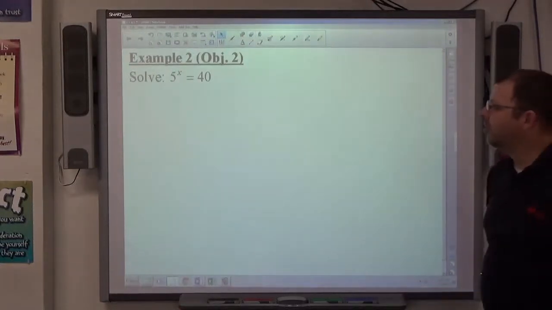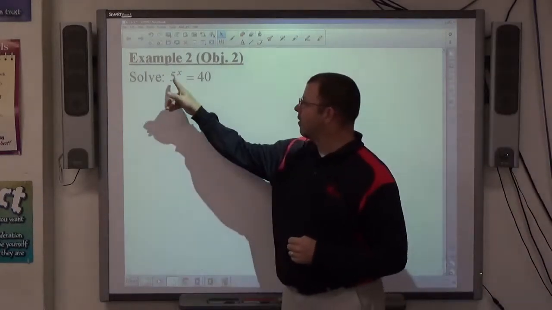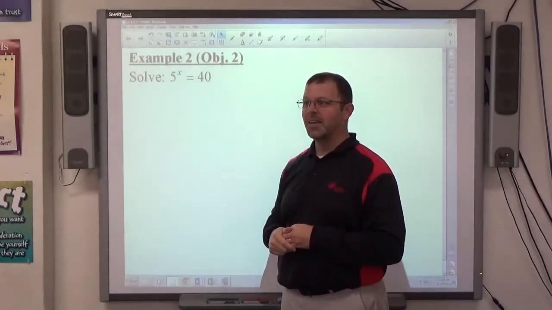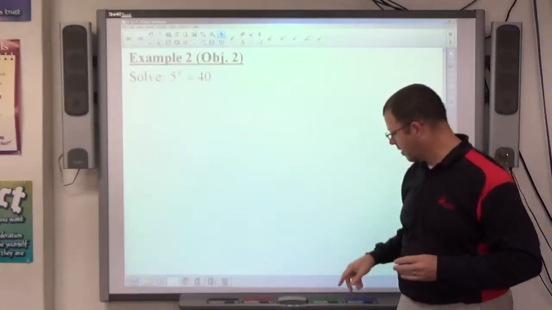Okay, moving on to example 2, we've got 5 to the x equals 40, the same basic structure as the last problem. We have some number to a power equals a number. But the issue here is if I try going 5 times 5 is 25, times 5 is 125, it skips over 40, right? So we don't have the ability to get down to a power structure, all right?